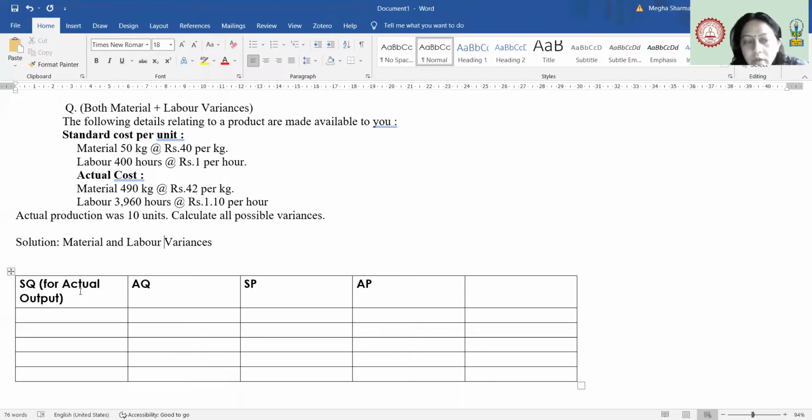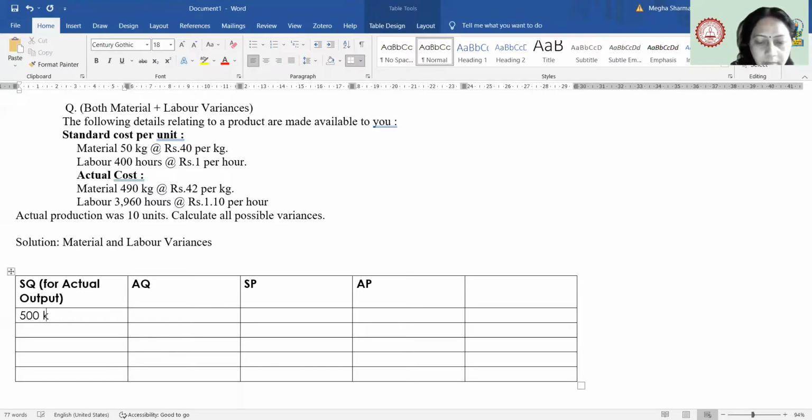Now to produce 10 units, how much standard quantity is required? Material requirement is how much per unit? 50 kg. To produce 1 unit, you require 50 kg of material. So definitely to produce your 10 units, how much quantity of material is required? 500 kg. So I can write over here 500 kg. And how have you calculated? That is 50 multiplied by 10. Is it clear to all of you? Standard quantity?